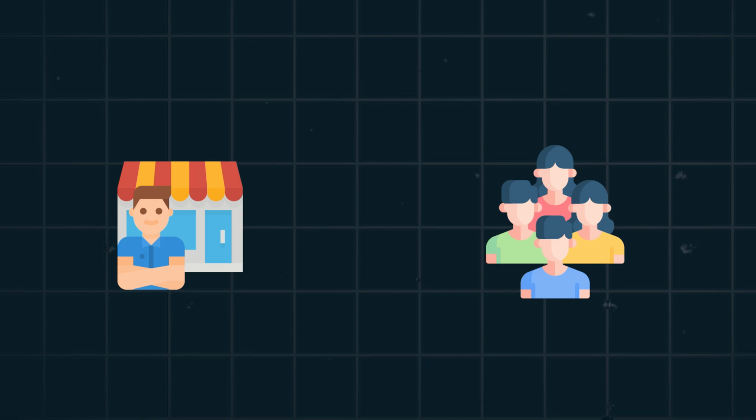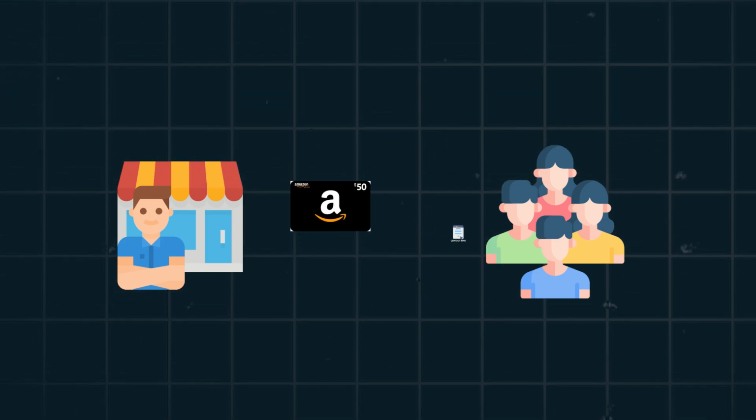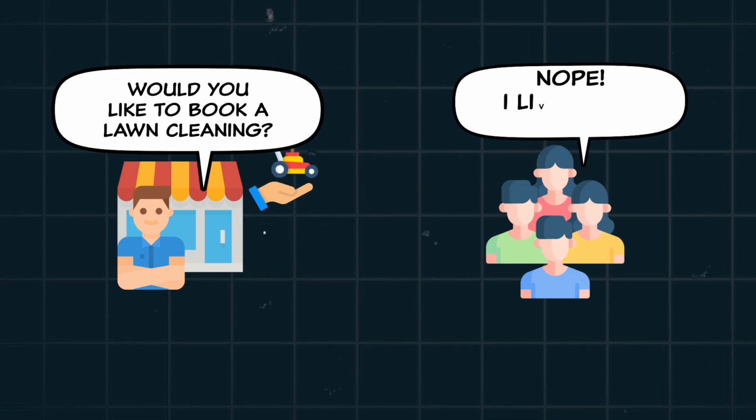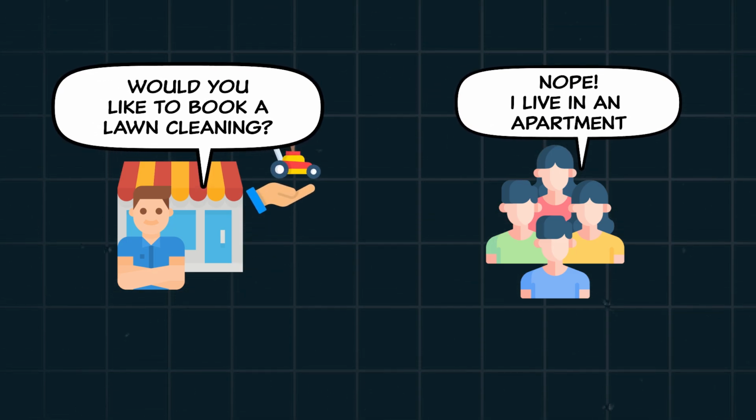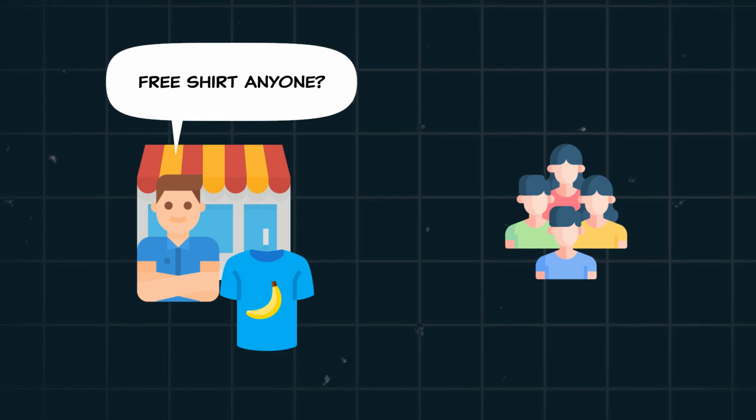If you offer something that your audience wants, but it isn't related to your service, like an Amazon gift card, for example, you're going to get a lot of unqualified leads who don't actually want your service. If you do offer something related to your service, but it isn't something your audience actually wants, you're not going to get hardly any leads at all, especially not qualified ones.